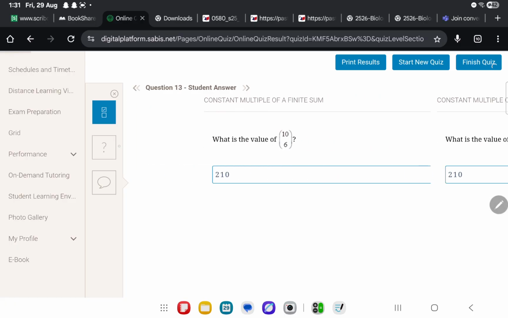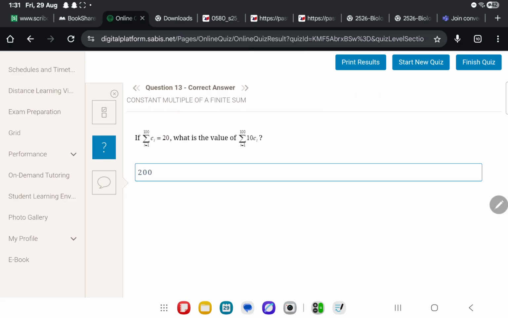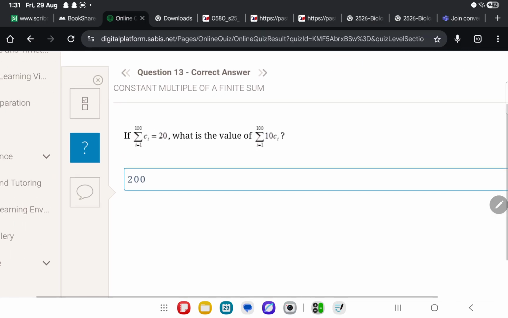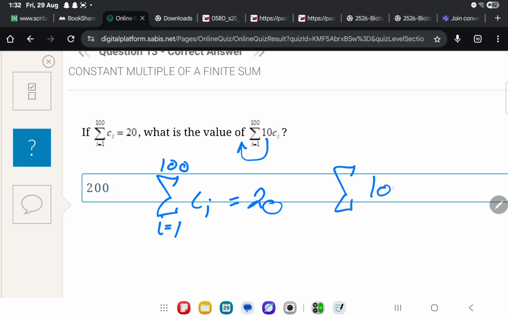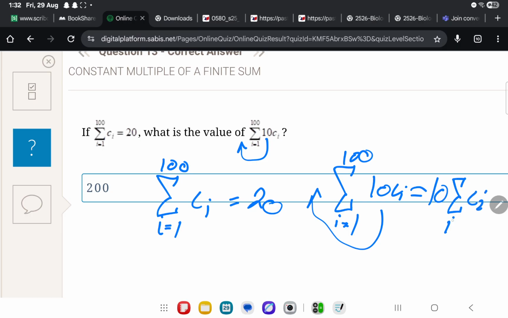It's way faster, but I'm teaching you how to do it by hand, just so you can know. Now, this is very easy. It's the rule where you can take the constant out of the summation when you have the variable along with it. It's given to me that the sum of Ci from 1 to 100 is equal to 20. Now they want the sum of 10 Ci from i equals 1 till 100. I take the 10 out, it's a constant, so it's going to equal 10 times the sum of Ci, i equals 1 till 100.